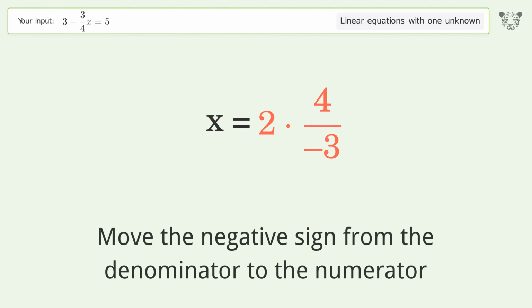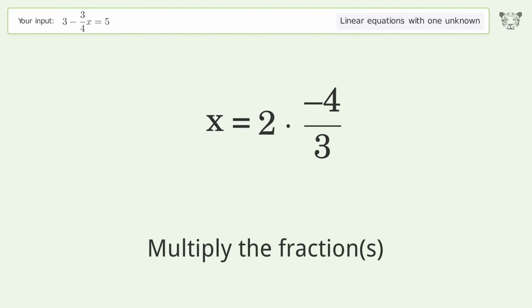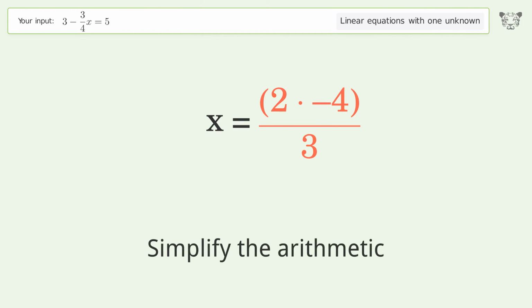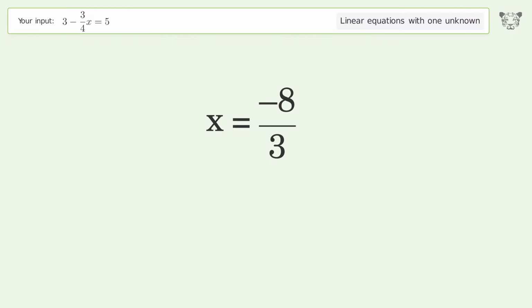Move the negative sign from the denominator to the numerator. Multiply the fractions. Simplify the arithmetic. And so the final result is x equals -8/3.